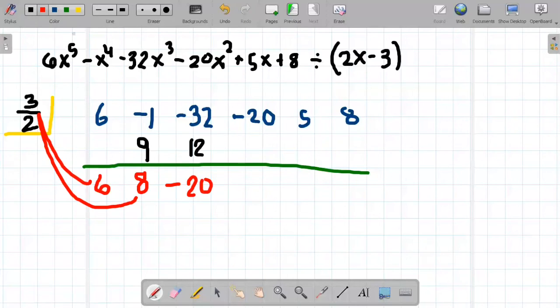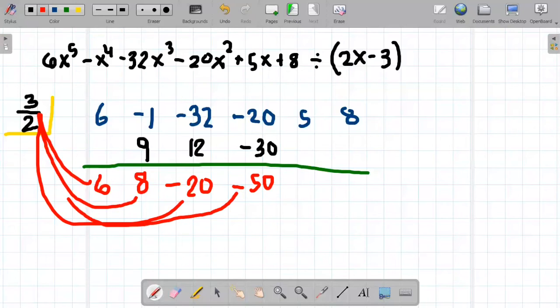Next, negative 20 times 3 over 2, so negative 20 times 3 is negative 60 divided by 2. The answer is negative 30. Negative 20 plus negative 30, they're both negative and you're adding, so you keep the negative sign and add 20 plus 30, that's 50. Then you continue, negative 50 times 3, that's negative 150 divided by 2. The answer is negative 75.